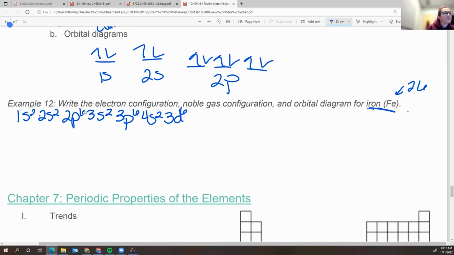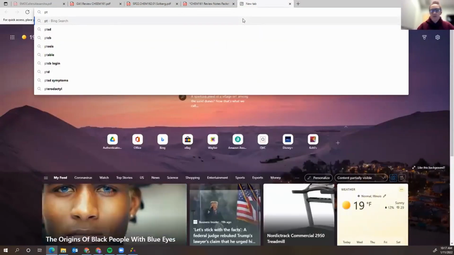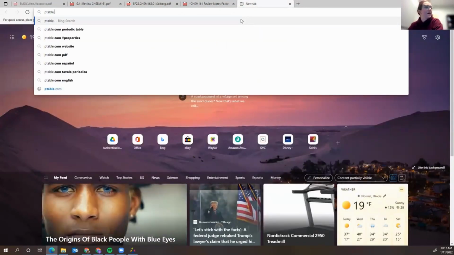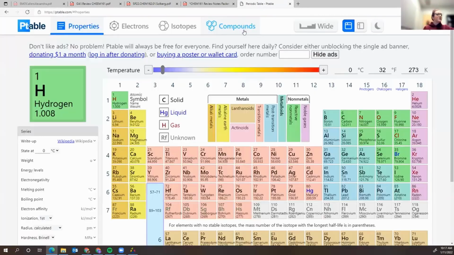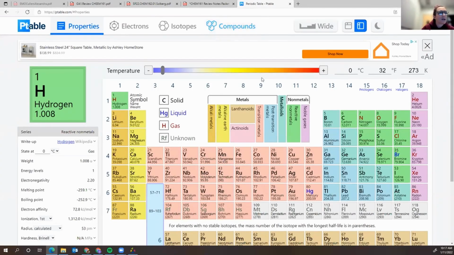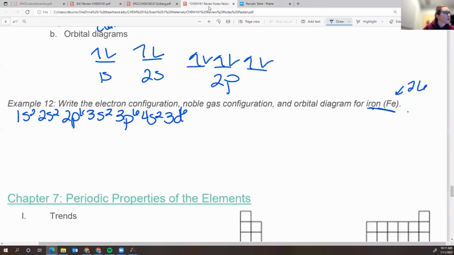All right, I'm going to do the noble gas configuration now. Actually, I'm going to pull up ptable.com. Okay, if you don't have a periodic table handy, I highly recommend using ptable.com. It's got everything you will need to know. Here is iron, okay, number 26. I want to find the noble gas that's before it. So you go up a row all the way to the right. Argon is going to be before iron, so that's what I'm writing on here. So I would go Ar in brackets, and that takes up the first 18 of my electrons.